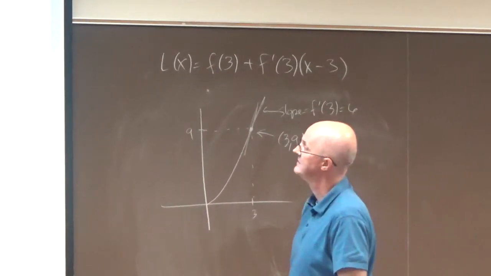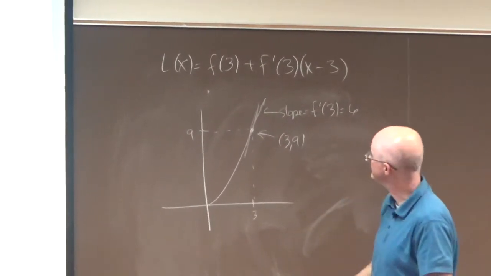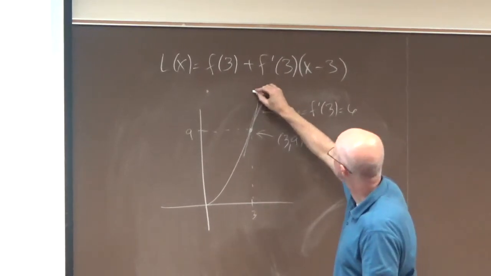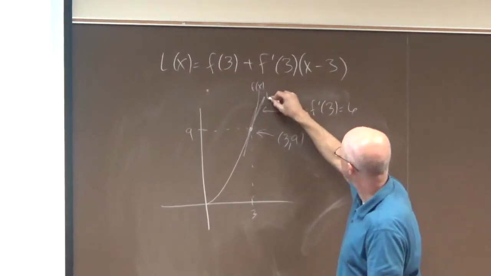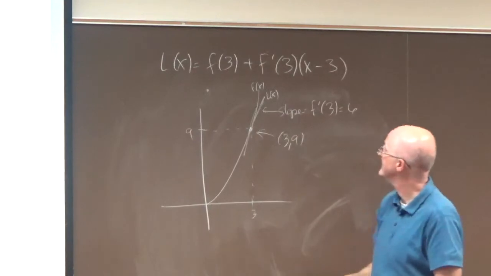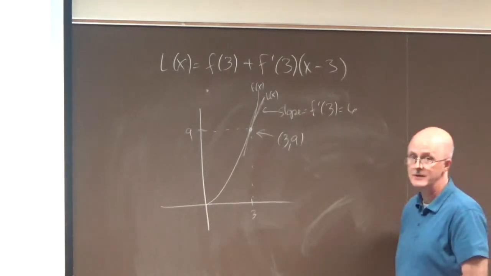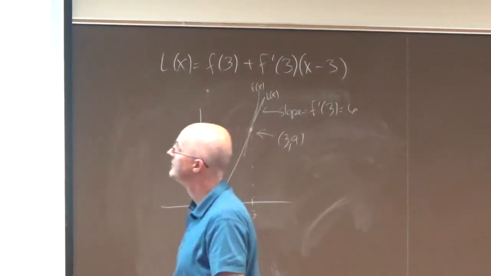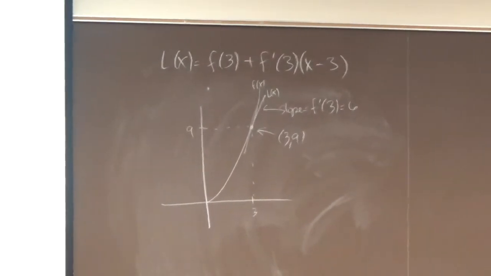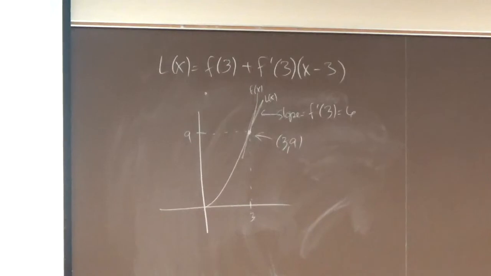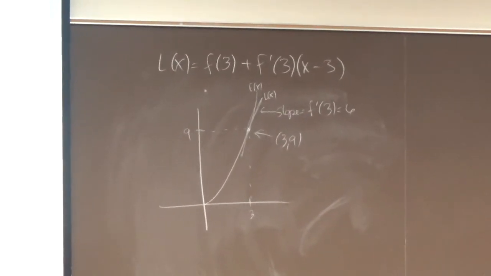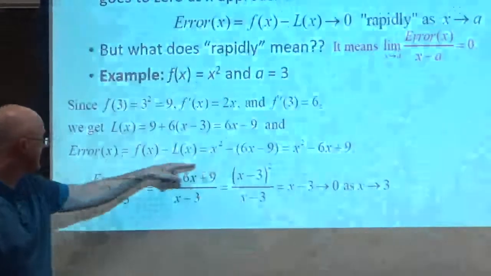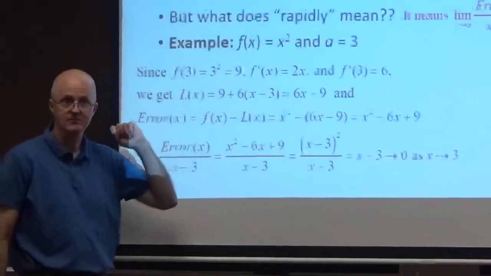The error is f of x minus L of x. F of x is going up like this. L of x is this line. F of x is above L of x, so when I do the difference, it's going to be a positive quantity. This thing right here is what the error simplifies to.